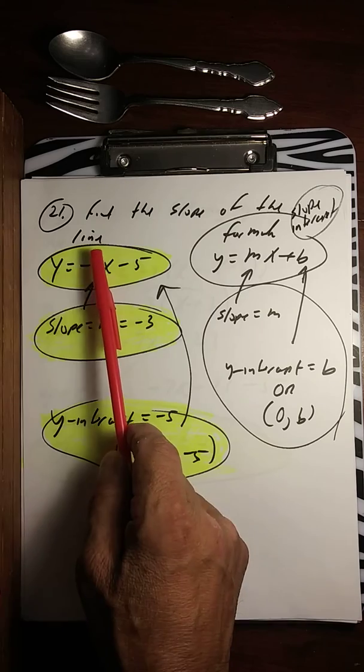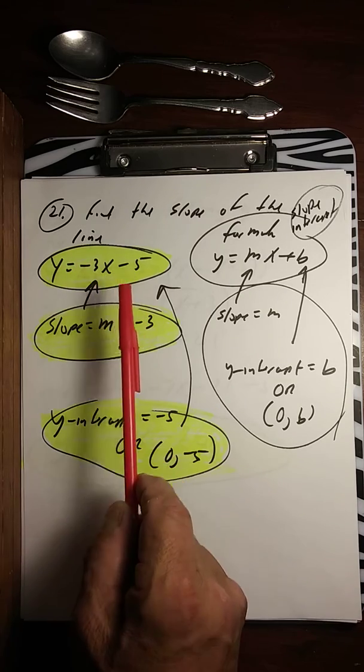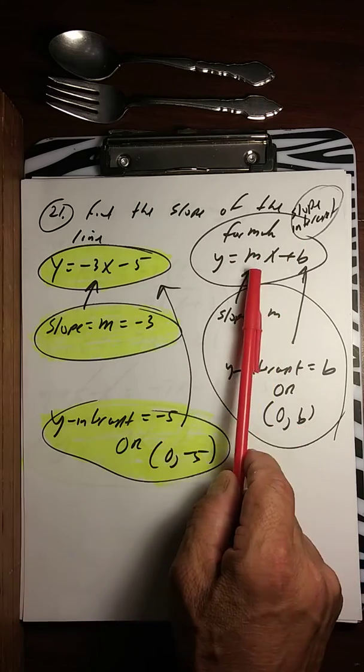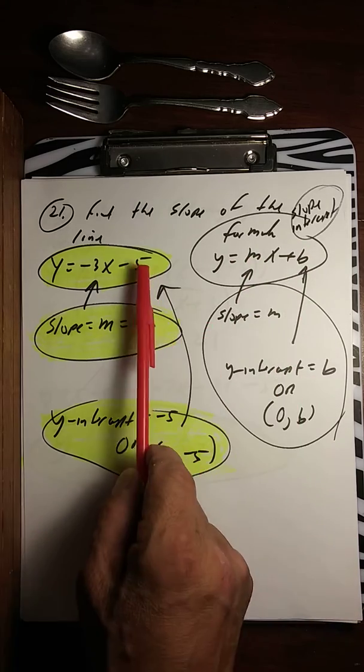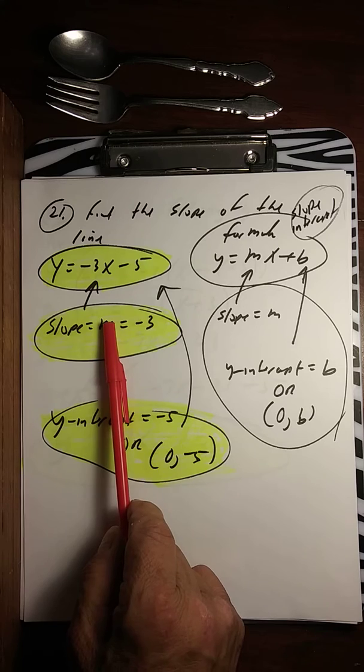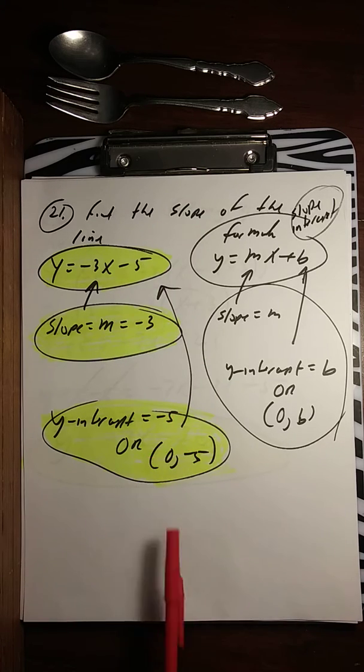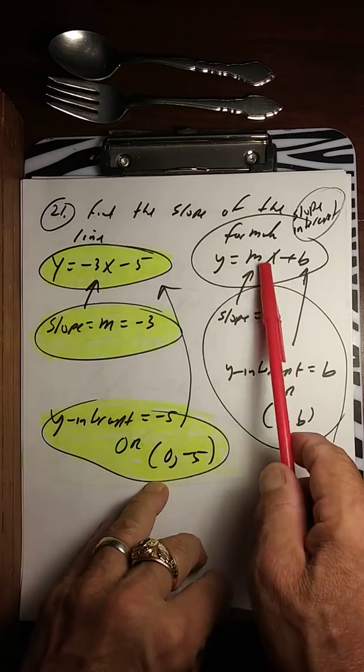Find the slope of the line y equals -3x minus 5. So this right here, that's your slope. From y equals mx plus b, m is the slope and b is the y-intercept. So the slope is right there, and the y-intercept is this, if it's in that form right there.